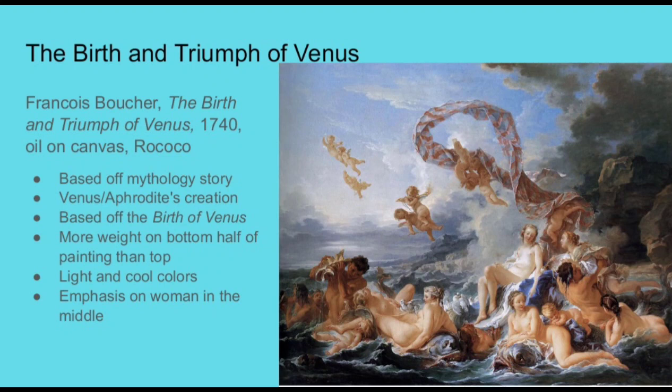Now, looking at the other principles and elements of design, we also have more weight on the bottom half of it, which we can say is a bit asymmetrical since there's more weight on the bottom half than the top half. There are lots of different textures as well. The rocks over here give a hard, stony feeling. The fabric right here feels light and airy, especially since it's being blown and carried by the other mythical creatures in the wind.